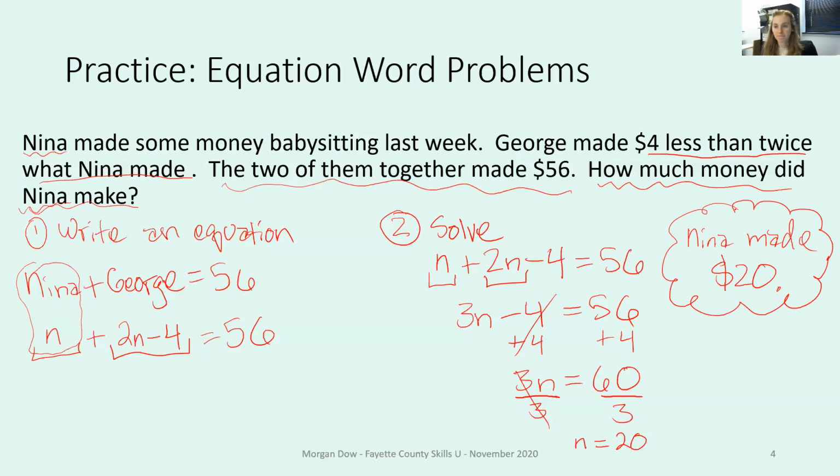You always want to make sure and double check that you're actually answering the question, because if the question had said, how much money did George make, we would have set up and solved the same equation, but then we would have had one more step to go and calculate what George made in addition to what Nina made. So always double check your answer, make sure you're answering the question, not just what you think the question is.